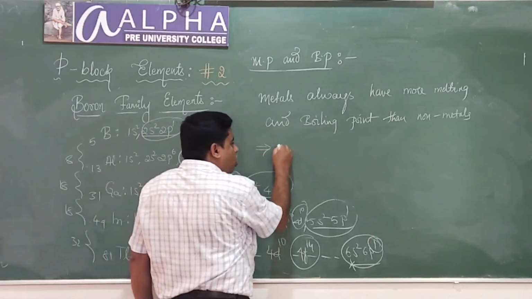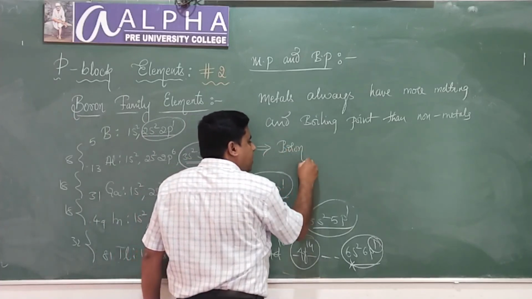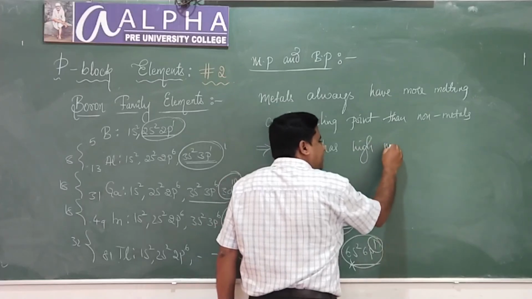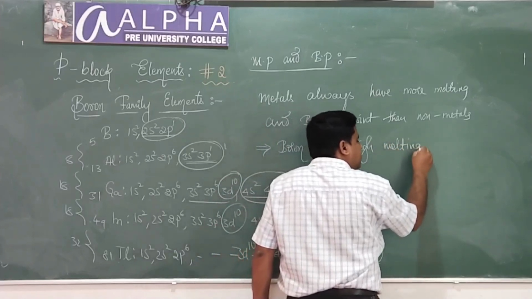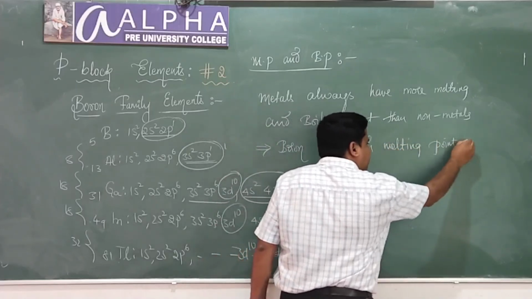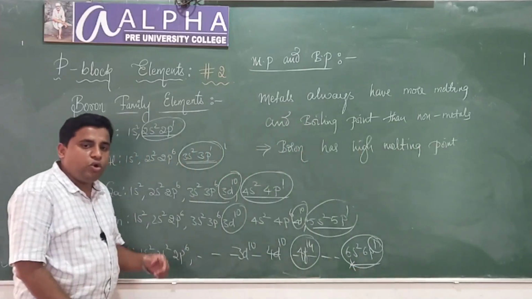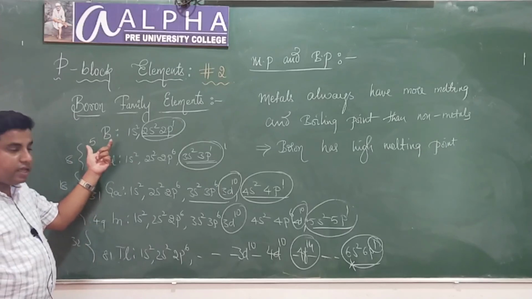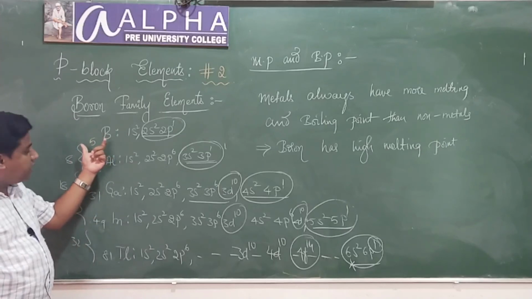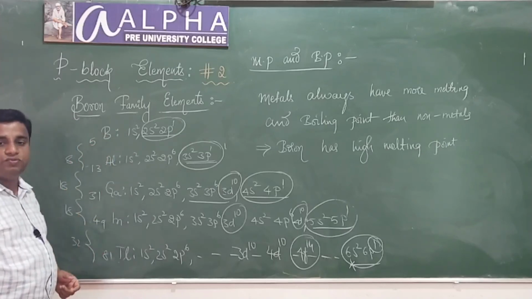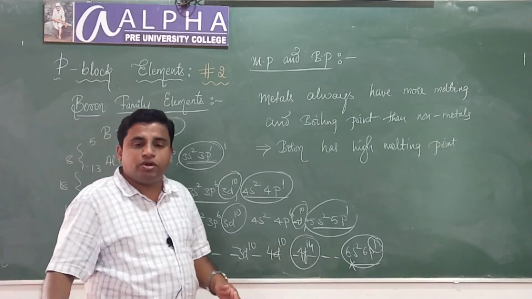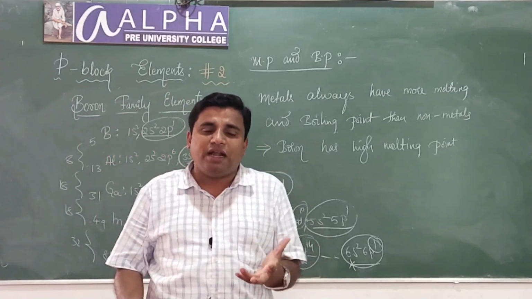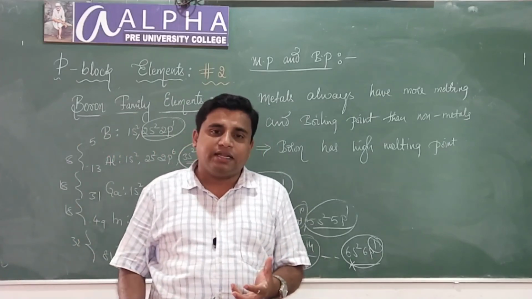Boron has a higher melting point than the rest of the elements. Even though boron is a non-metal, its melting point is more than that of the rest of the elements. Students, we will understand why boron has a higher melting point than all other metals in the next class.